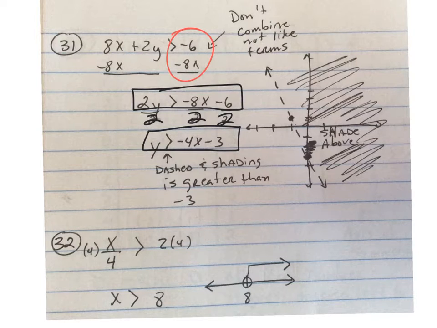It's a dashed line, so we start here at the y-intercept. We go 1, 2, 3, up 4, left 1, up 4, left 1, and then it's dashed. And then, in order to shade it properly, notice the equation says y is greater than, so greater than, we would go up, so it's this side of the graph.